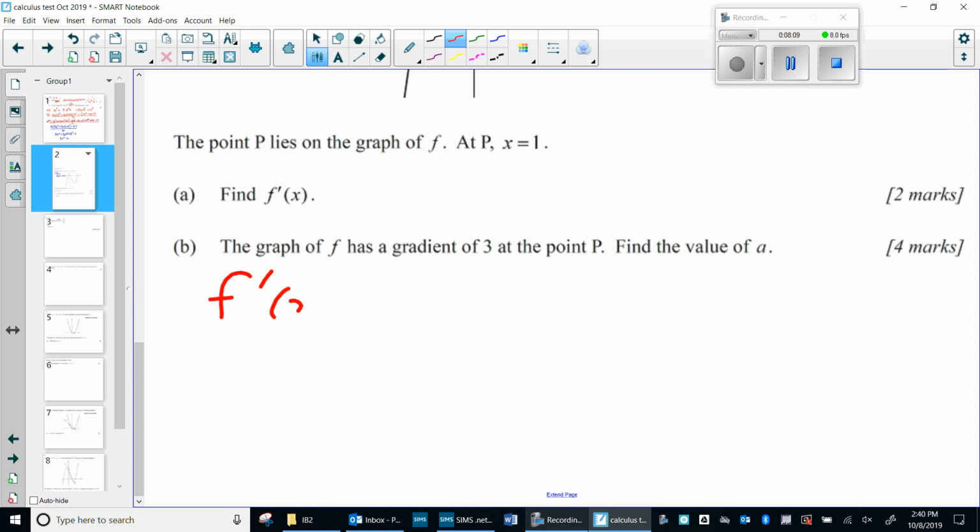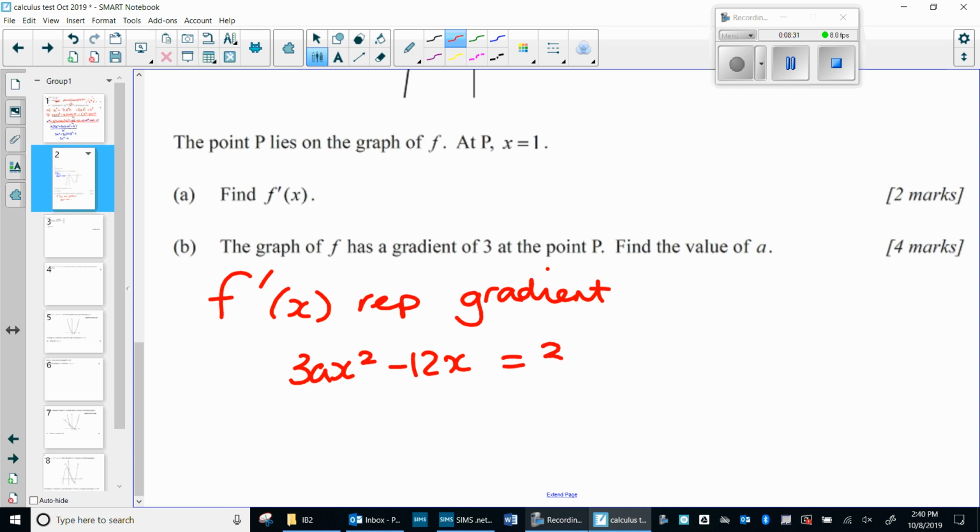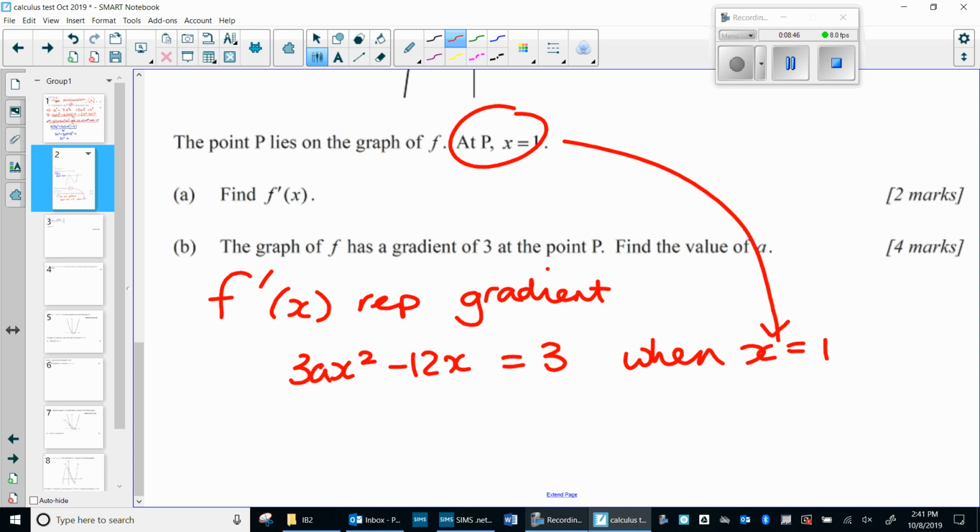So we know that f dash x represents the gradient. We have 3ax squared minus 12x. That's right. This represents the gradient, and we know the gradient is 3. So it equals 3 when x is equal to 1, to find a, because that's at the point P. So you just substitute 1 in, putting 1 into the x's and rearranging it.